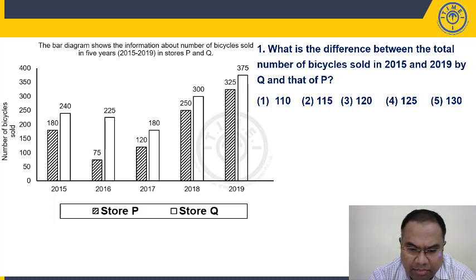45 seconds is completed. Now it's 1 minute now. Fine, I'll give you another 30 seconds. What is the difference between total number of bicycles sold in 15 and 19 by Q and that of P?